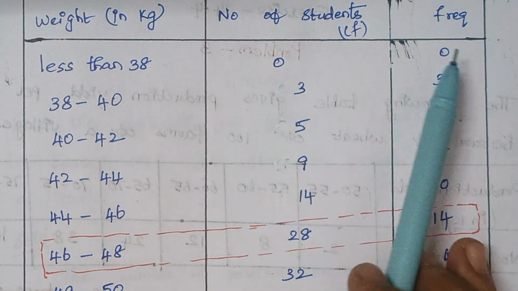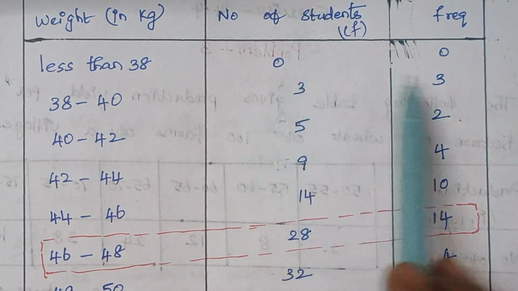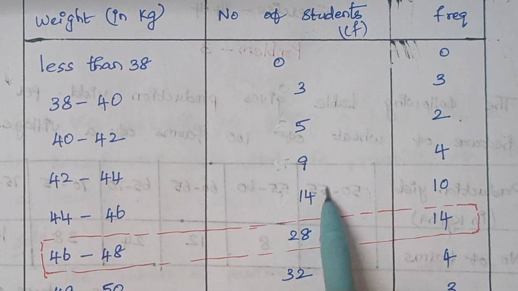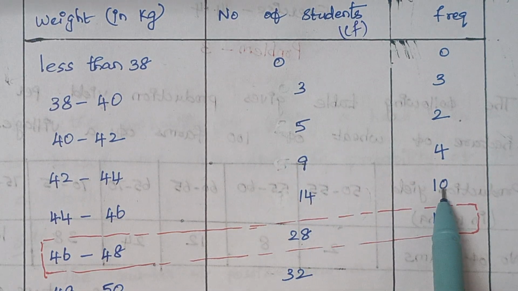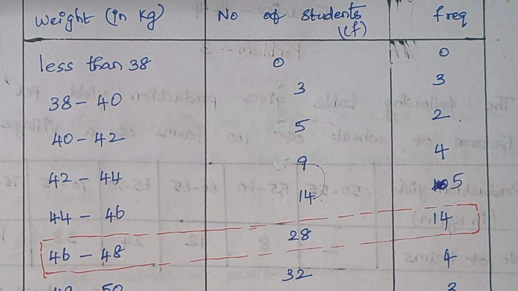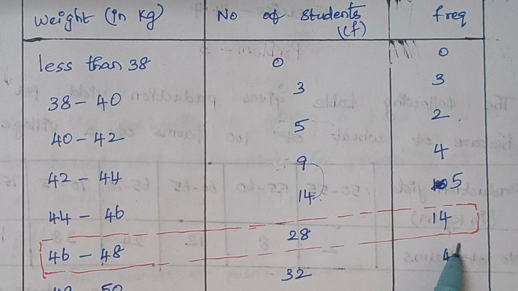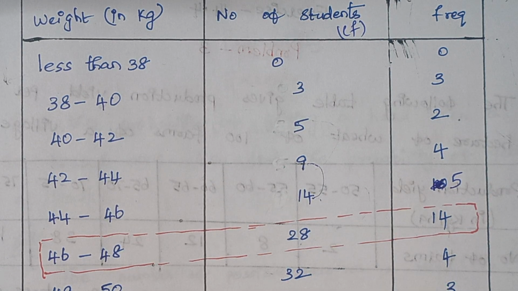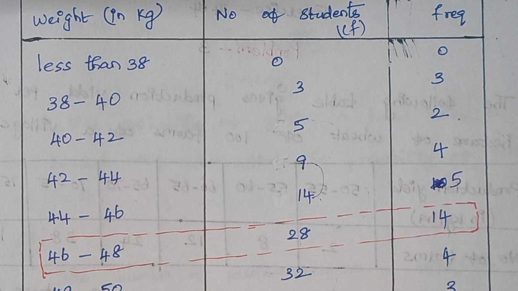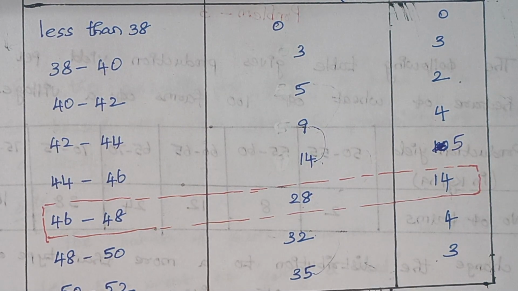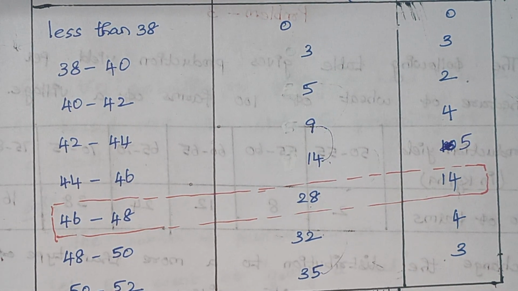The first data we write as such, and 3 minus 0 is 3, 5 minus 3 is 2, 9 minus 5 is 4, 14 minus 9 gives you 5, 28 minus 14 is 14, 32 minus 28 is 4, and 35 minus 32 gives you 3. So after framing the table, we are going to calculate the values as per the formula.